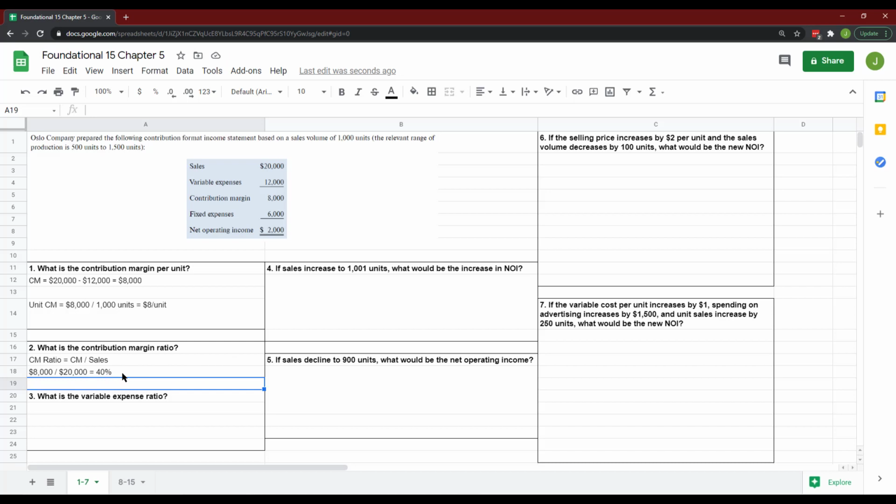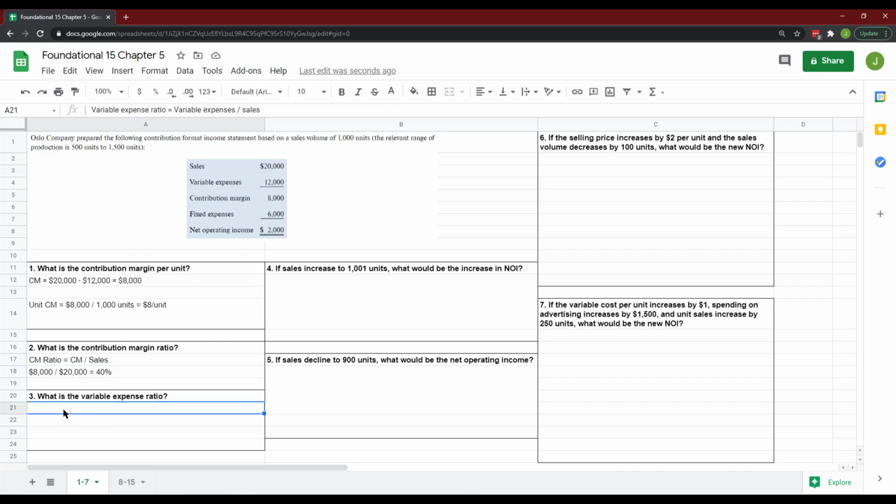Okay, so what does that mean? So for this one, we're going to take a look at, well, for every dollar of sales that comes in, what percentage of that is left over after subtracting our variable expenses? Or in other words, what percentage of each sales dollar coming in will go to contribute to those fixed expenses? Okay, so that's what the percentage figure helps us to look at.